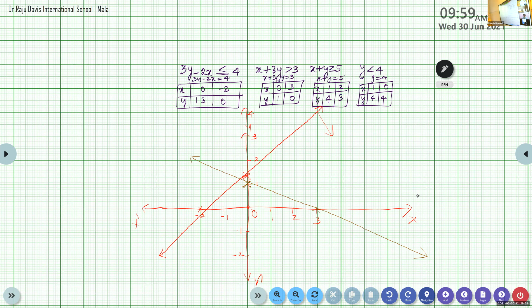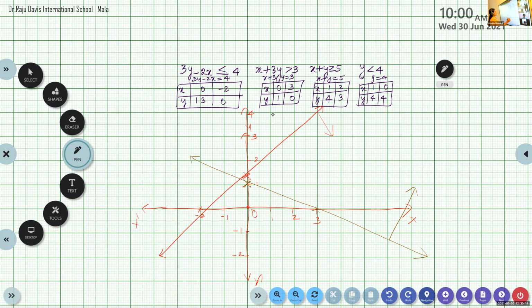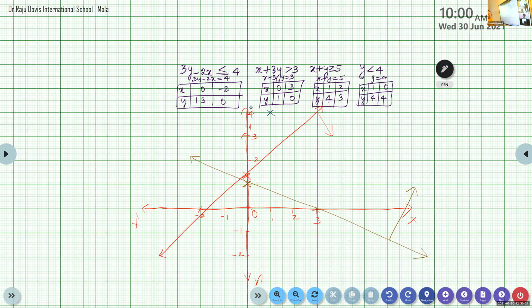Now take the next one. x is 1, y is 4. So, this is our point. And the next one, x is 2, y is 3. So when you join this, you'll be getting a line like this. This is the line x plus y equal to 5. And what about the region?